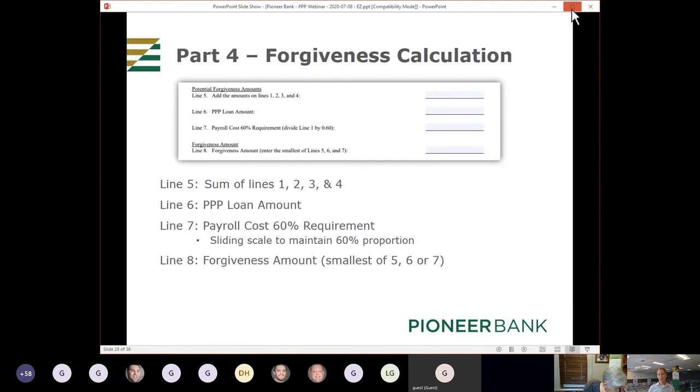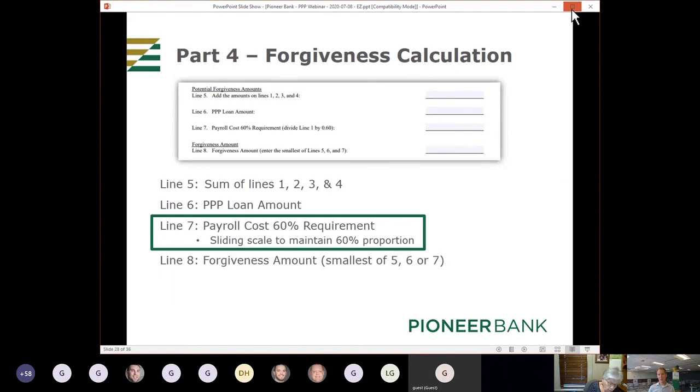All right, so that takes care of figuring out what things count towards your forgiveness. Now it is figuring out, all right, how much do I qualify for? I refer to this as the forgiveness calculation. Line 5 is pretty simple. All it is is summing up the total covered expenses that you had. Line 6 is entering your PPP loan amount. And line 7 is doing a payroll cost requirement of 60%. People have questions about that one, so we'll give a bit of a description in a second. And then line 8 is you will enter the smallest amount from lines 5, 6, or 7, and that's how much qualification for forgiveness you will receive.